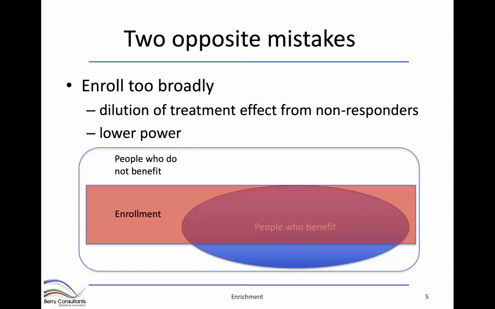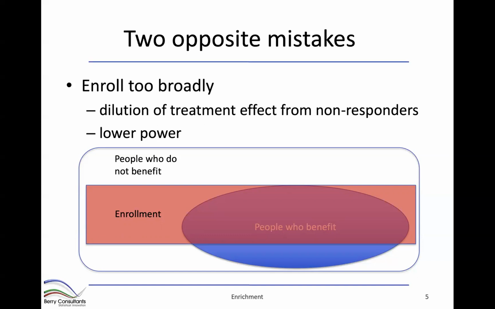The other mistake that you can make is you enroll too broadly. So now this red rectangle is much bigger. It overlaps some of the people who benefit, but it also overlaps some of the people who do not. And so the concern here is that you're going to dilute your treatment effect. If you look at the average treatment effect across everybody you're enrolling, everybody in that red rectangle, you're going to get an average of whatever proportion of people in there who benefit, but then there's all the non-responders.